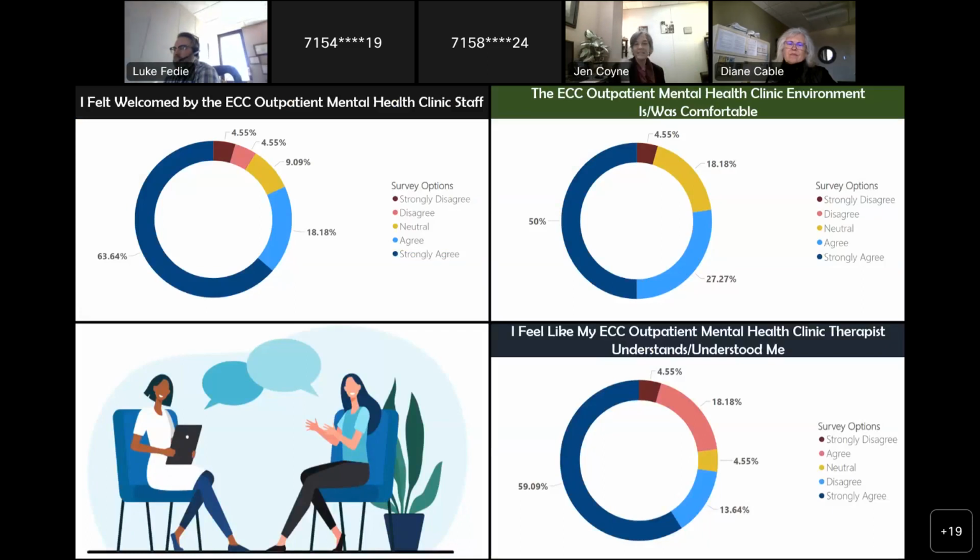So you can see there are questions on the general mental health side of it: did they feel welcome? Did they feel the environment was comfortable? And did they feel like their therapist understood them? For the most part, you can see that we have significant positive responses. The yellow is neutral. The light blue is agree. The dark blue is strongly agree. And then the little dark maroon is strongly disagree.